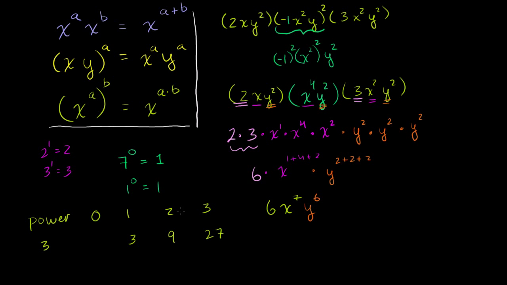Well, think about it. Every time you decrement the exponent, every time you take the exponent down by 1, you are dividing by 3. To go from 27 to 9, you divide by 3. To go from 9 to 3, you divide by 3. So to go from this exponent to that exponent, maybe we should divide by 3 again. And that's why anything to the 0th power, in this case 3 to the 0th power, is 1.